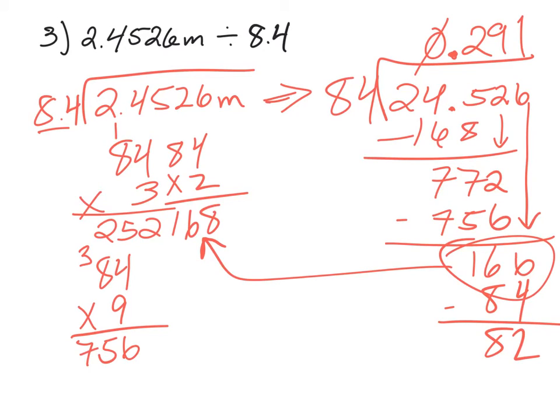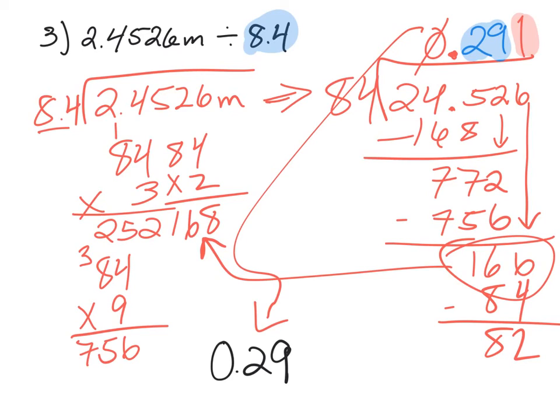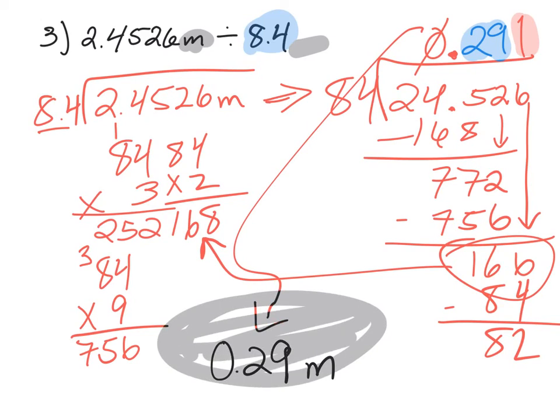Now, the answer has to be to 2 significant figures because 8.4 only has 2. So here's 1 and 2. There's our 3rd significant figure. We don't need to go any further. And so since it's a 1, your answer is going to be 0.29. And the units will be meters because there are no meters over here. This one has meters. Meters divided by nothing are still meters. So this is your answer.